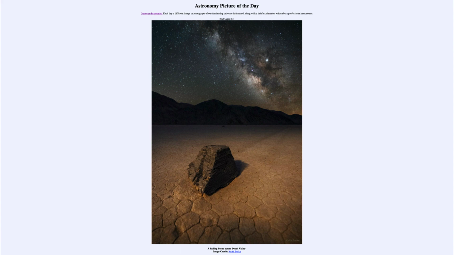We'll be back again tomorrow for the next picture, previewed to be Garbled Galaxy. So we'll see what that is about tomorrow.